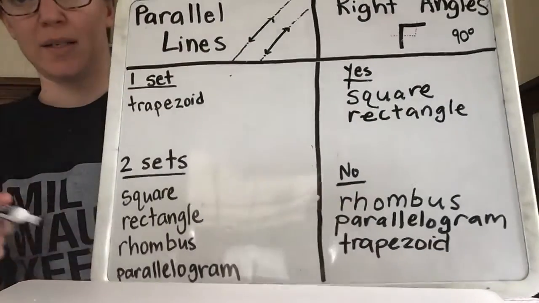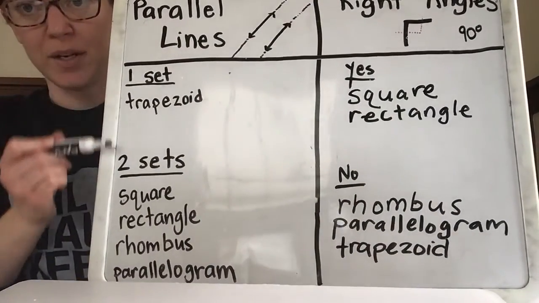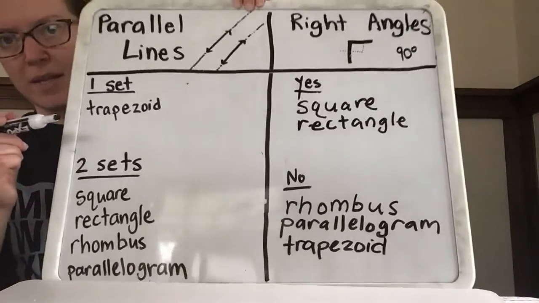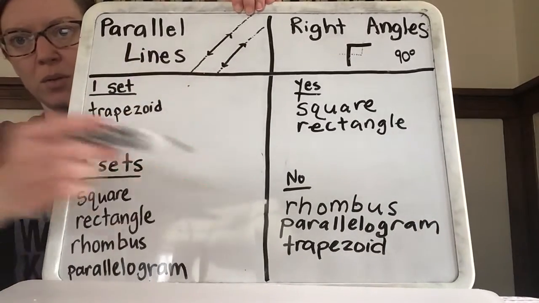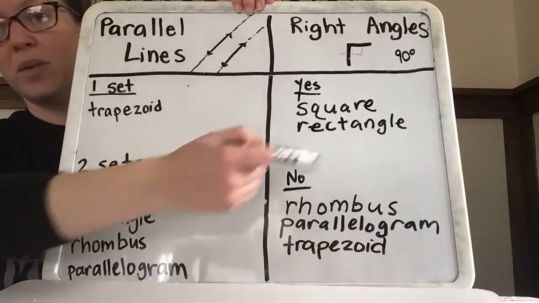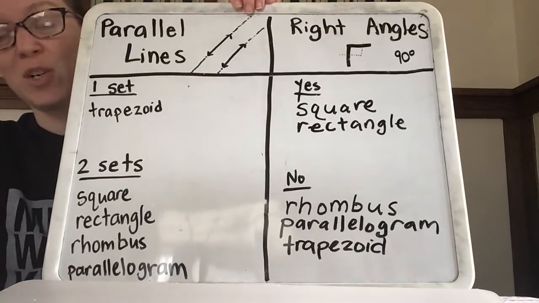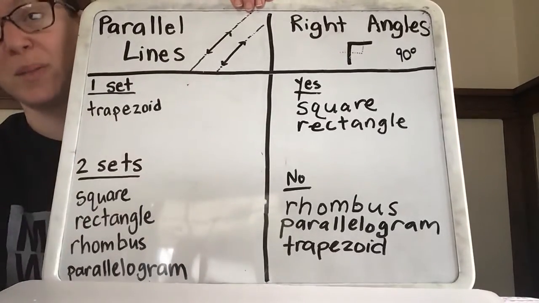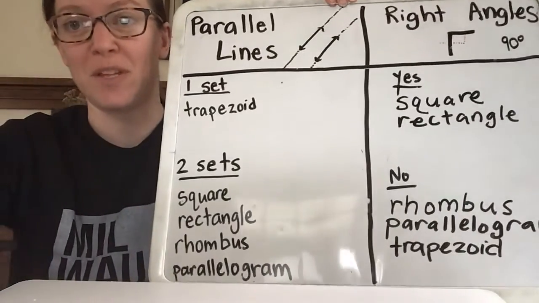My notebook now looks like this. I did a sort with parallel lines, 1 set or 2 set. And then I did right angles, yes or no. If you want to pause the video here to look at it, you can. Otherwise, the next video, Miss Danny and I are going to be talking more about these parallelograms and playing a little bit of a game with them.